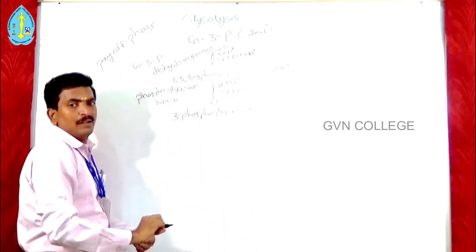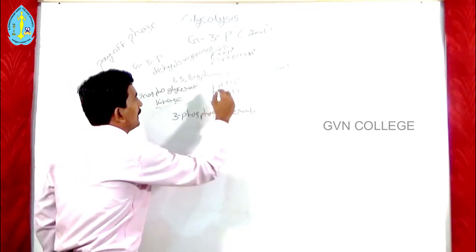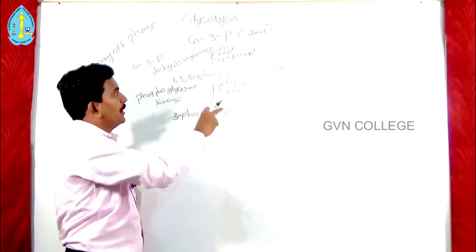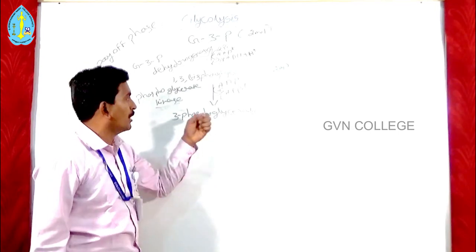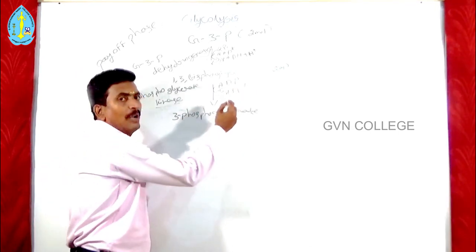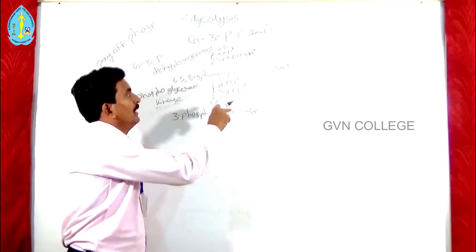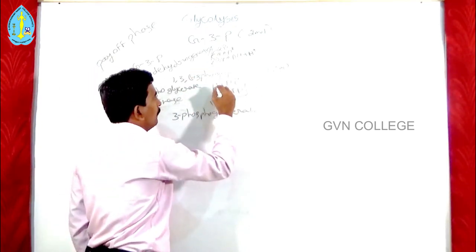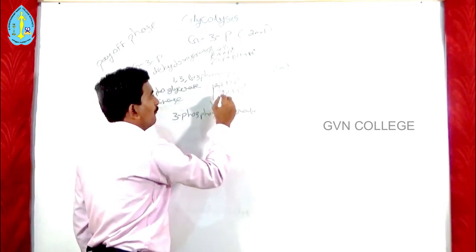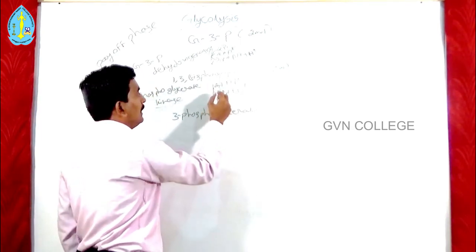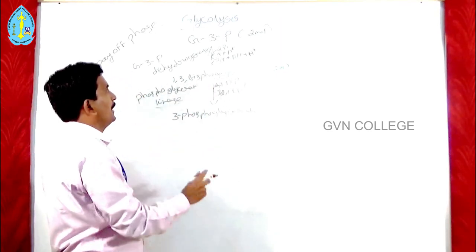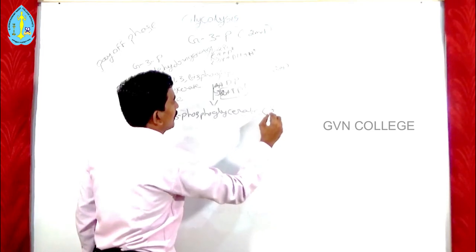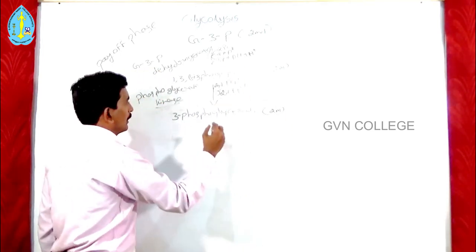In glycolysis, the first formed ATP is here. Note it. The first formed ATP is here. When 1,3-bisphosphoglycerate is converted into 3-phosphoglycerate, one ATP molecule is formed. Here two molecules of 1,3-bisphosphoglycerate are involved, so two molecules of ADP form two molecules of ATP. So two molecules of 3-phosphoglycerate are formed.